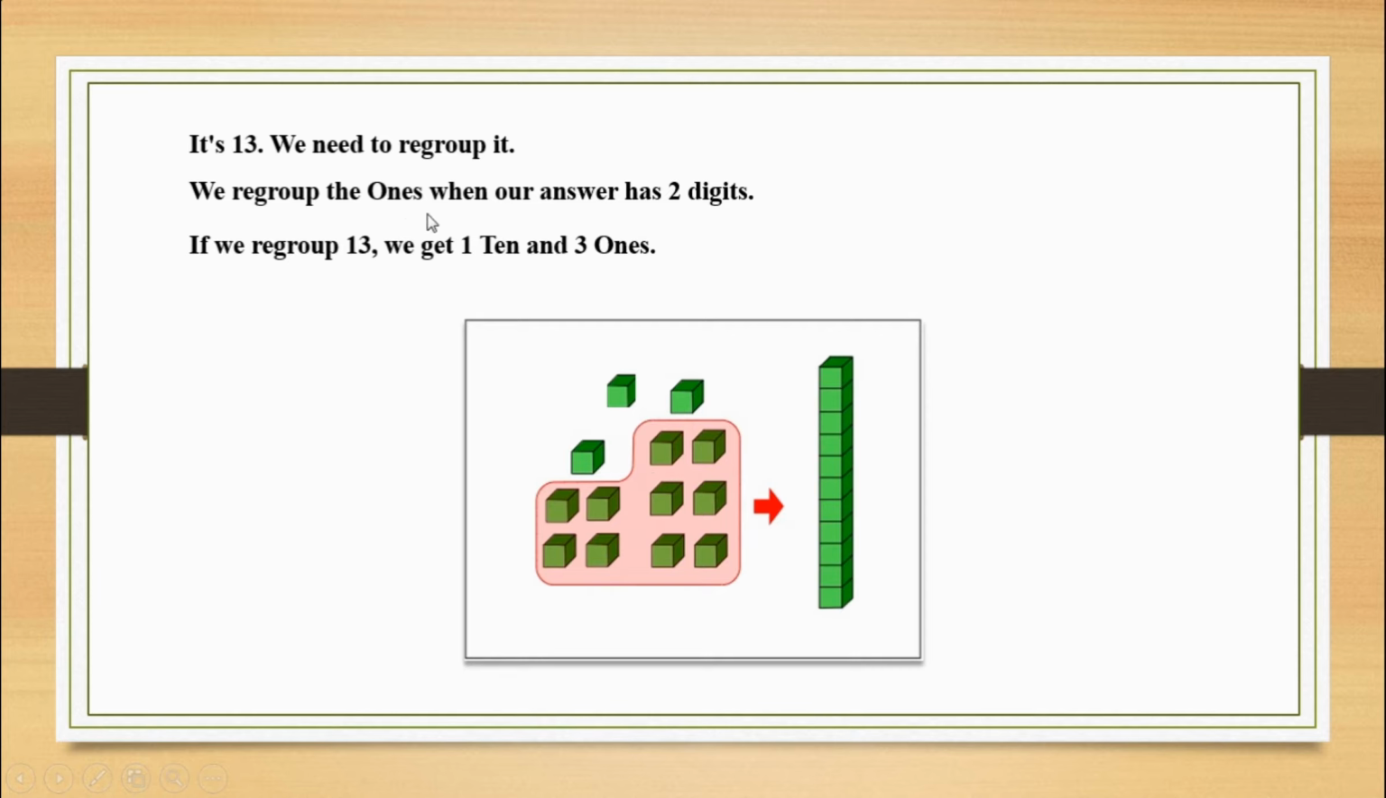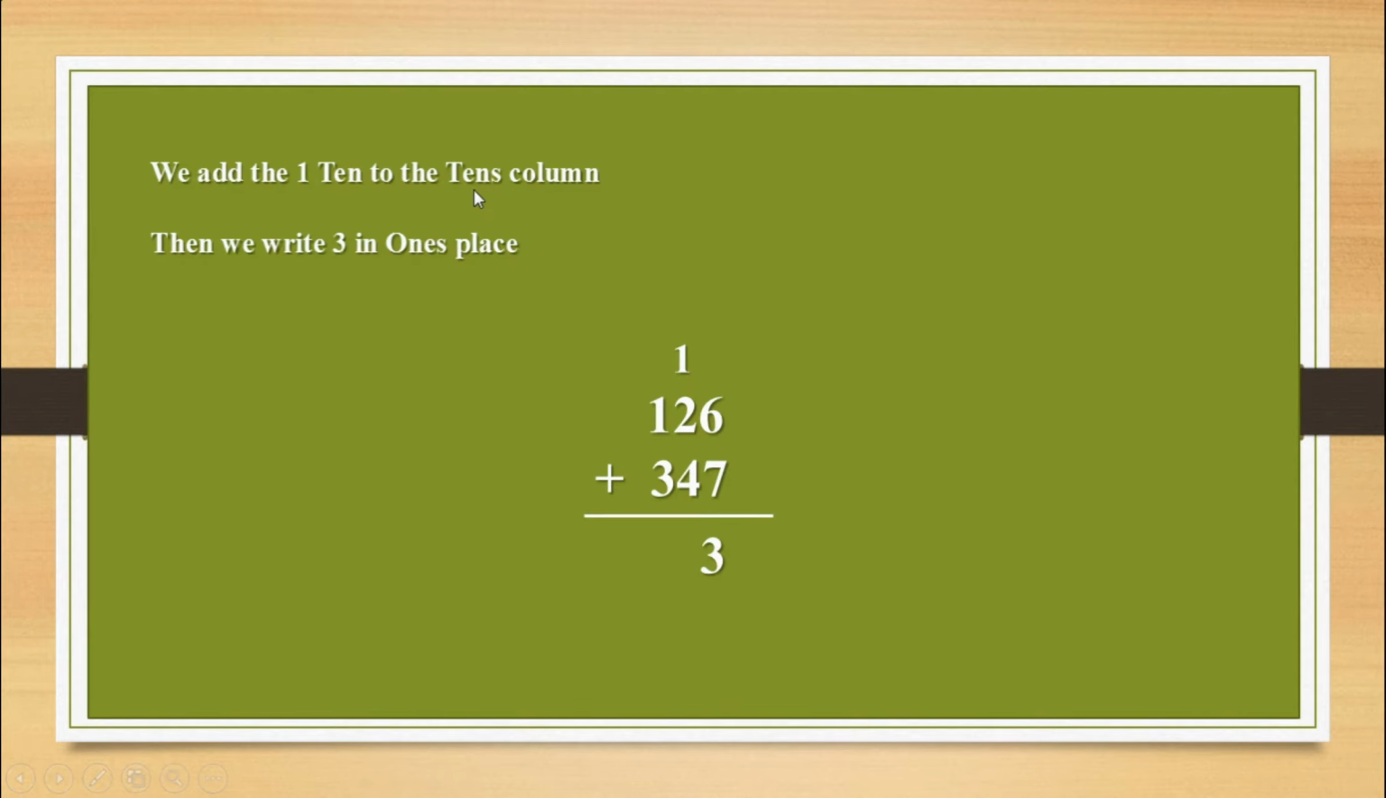We regroup the ones when our answer has 2 digits. If we regroup 13, we get 1 ten and 3 ones. Now this is 13. After regrouping this, we get 1 ten and 3 ones. We add the 1 ten to the tens column. So now we are adding this 1 in the tens column, and then here we will write 3 in the ones column.